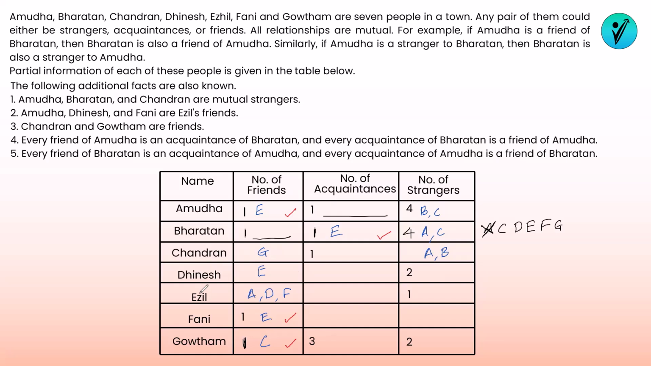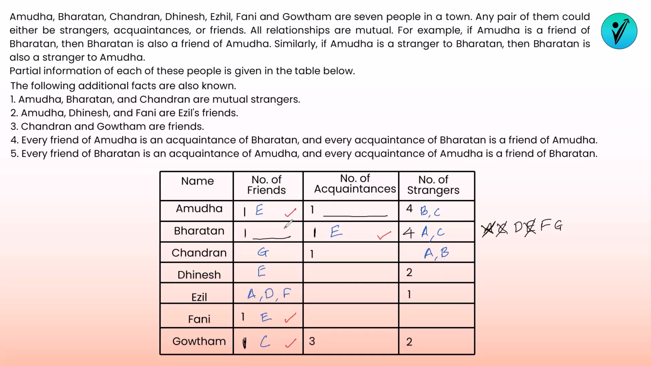What about E? Can B and E be friends? E is already, okay. Can B and C be friends? C is already taken care of as a stranger. So C is already gone as a stranger. Similarly, E is also gone as an acquaintance, which means we are left with D, F, and G as a friend of B.